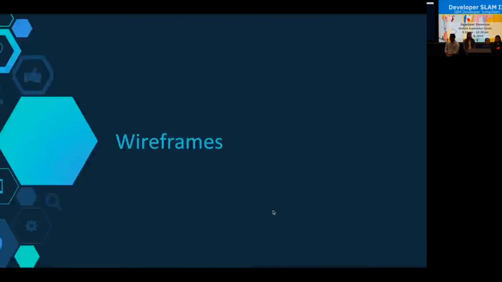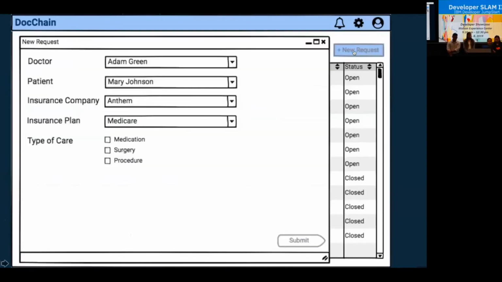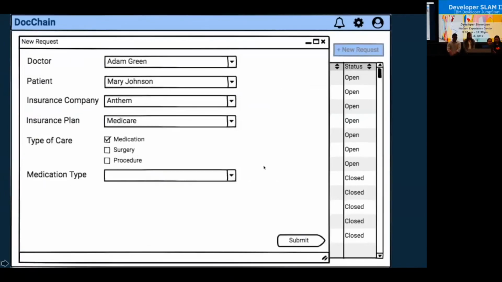So with that, we designed a few wireframes, and I'll just go through a sample scenario of how the medical assistant submits the form and how the insurance is going to respond to the request. The medical assistants can see a list of all the prior authorization requests they made. Initially there's a template selector, which helps them get all the things in place.